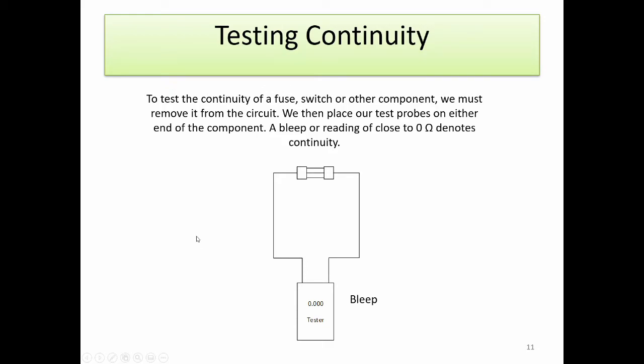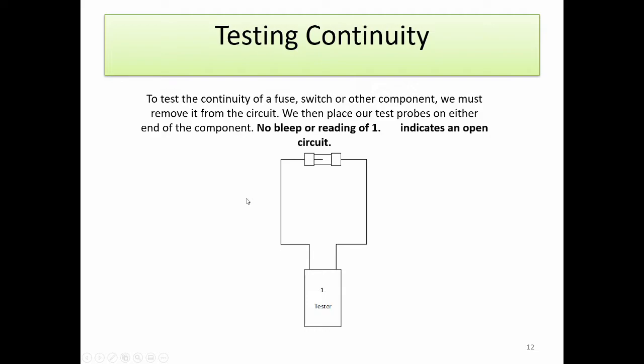So one of the first tests we need to be able to do is to test continuity, such as a fuse, a switch or any other component. We remove it from the circuit and we place our test probes on either end of the component. Depending which sort of tester we're using, it will either bleep or it will give us a reading of 0 ohms. In this instance, our fuse is broken, so there's no continuity, and if we're using a multimeter we'll get a reading of 1, or we won't get any bleep if we're using an audible tester.